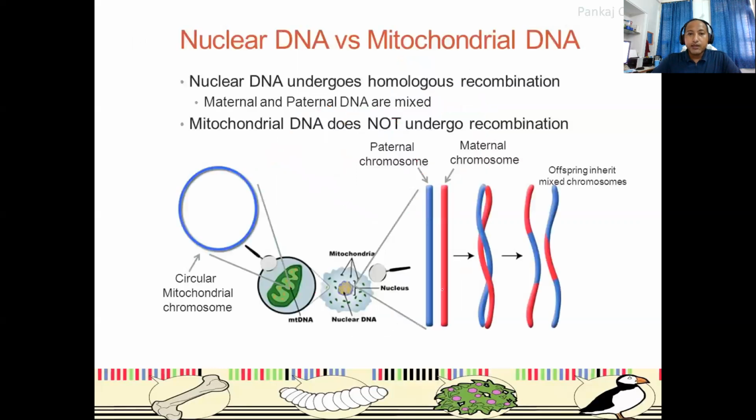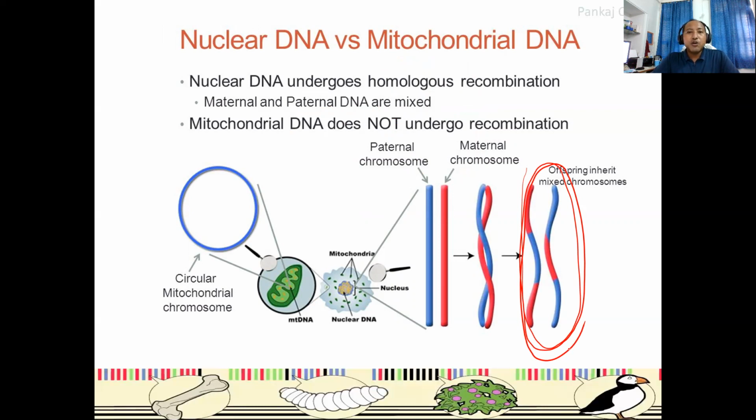Then, nuclear DNA undergoes homologous recombination. As a result, sometimes it becomes difficult to identify an organism based on nuclear DNA sequence.